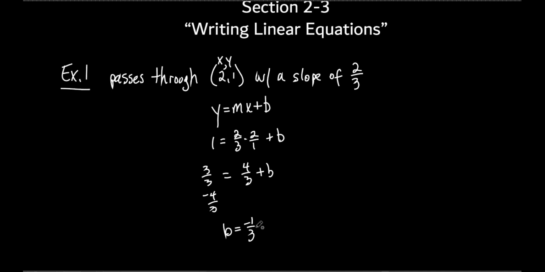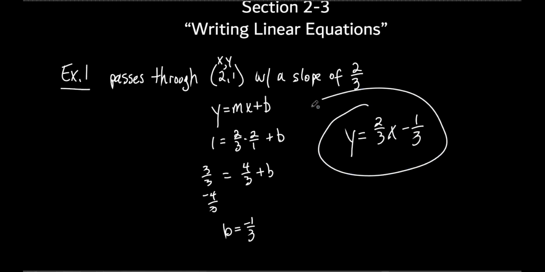I'm not just going to circle that and say that's my answer because I didn't write it, but I did say it a couple times. What does it ask? Write the what? Or find the equation of the line. So I'm going to write y equals m. What's my m? 2/3. And then x. Then my y-intercept, minus 1/3. And that is the equation of that line.